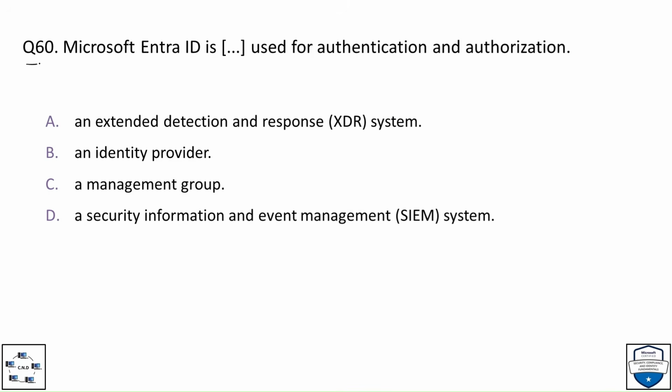Question number 60. Microsoft Entra ID is blank space used for authentication and authorization. Option A, an extended detection and response system, that is XDR system. Option B, an identity provider. Option C, a management group. And option D, a security information and event management system, that is SIEM. And the correct option is option B, an identity provider.